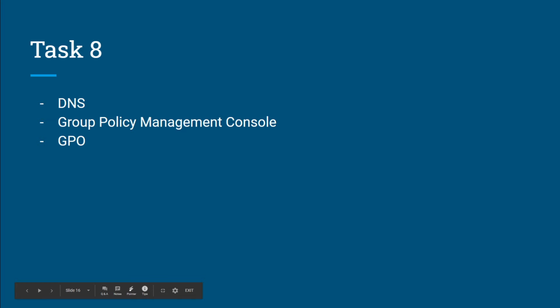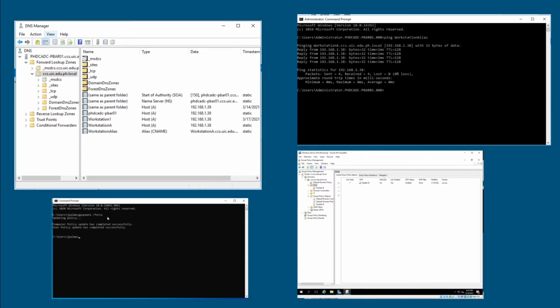Next is task 8, the creation of DNS hosts and alias, group policy management console, creating and linking the group policy object, and renaming, deleting and unlinking the group policy object. I have learned how to create DNS hosts using the client's IP address. I have learned how to create an alias and refer it to the DNS host.